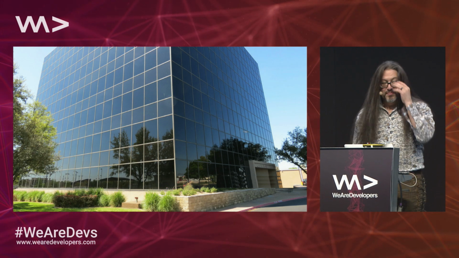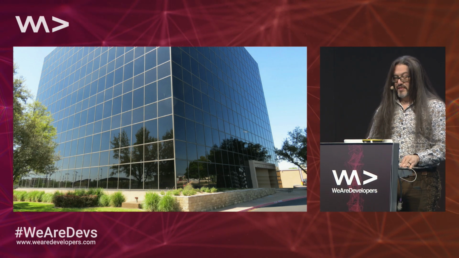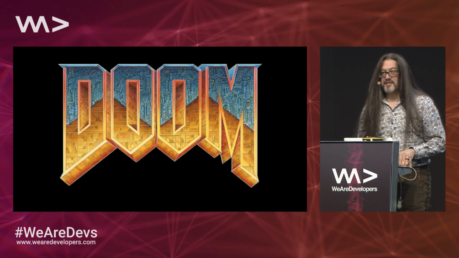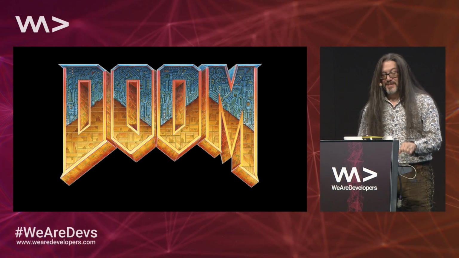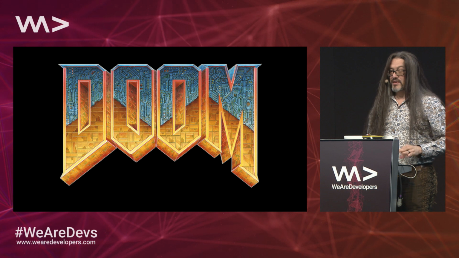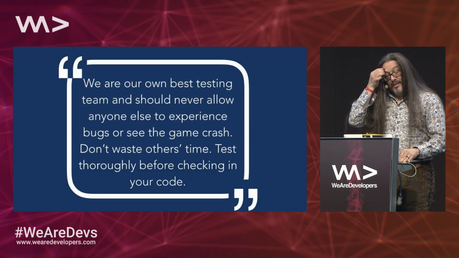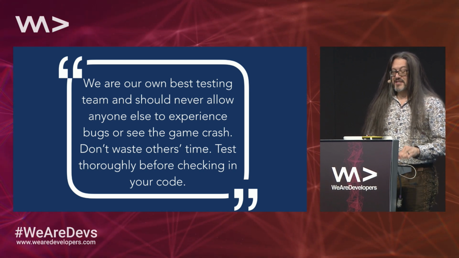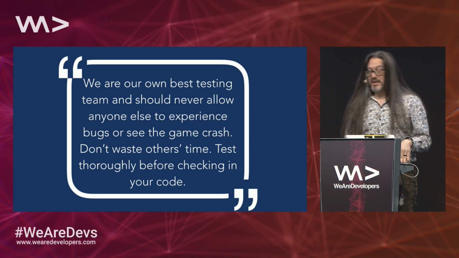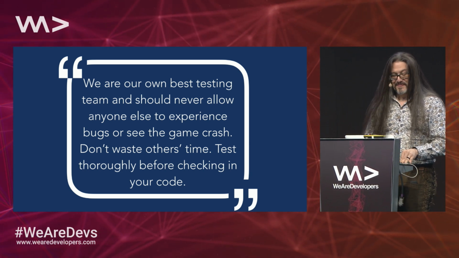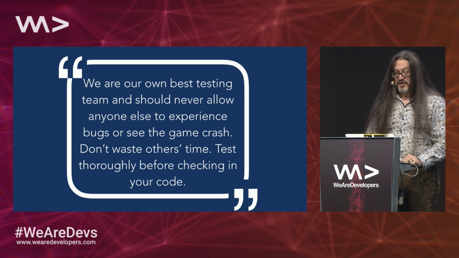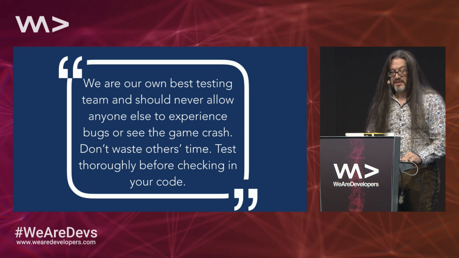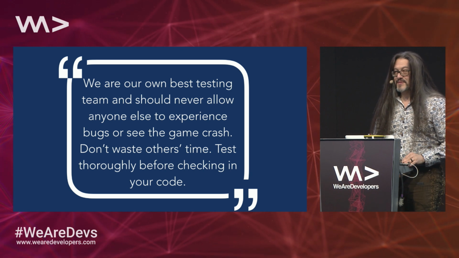So John Carmack spent some months thinking about how much more advanced this new engine should be for the game that we decided to call Doom. Yeah, Doom. Based on the rapid development of our previous games, we came up with another important principle. We are our own best testing team, and we should never allow anyone else to experience bugs or see the game crash. I know it seems impossible, but don't waste other people's time. Test thoroughly before checking in your code. No throwing it over the fence for testers to find it and put in a bug report, and then you get to fix it later. It's a wasteful cycle. Let's do it right then.